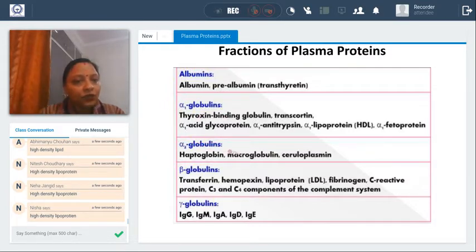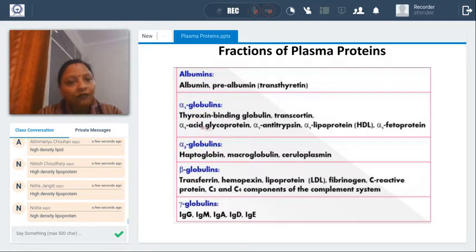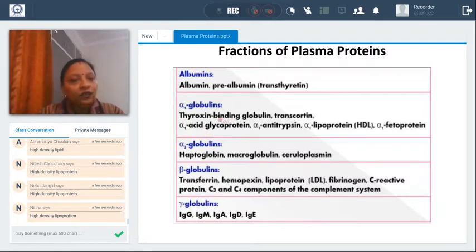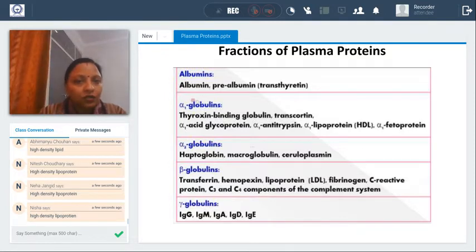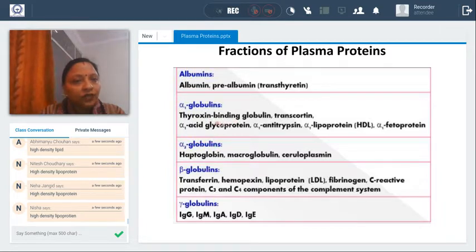So these are the important fractions of plasma proteins: alpha-1 globulins, alpha-2 globulins, beta globulins, gamma globulins, and albumin. Globulins are categorized into alpha, beta, and gamma, and alpha is further divided into two: alpha-1 and alpha-2. So have you understood this? Albumin, globulin, and globulin is further classified into alpha, beta, and gamma, and alpha is further classified into alpha-1 and alpha-2.